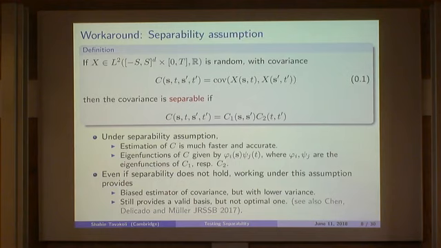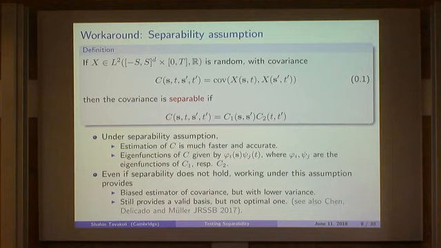So if you have separability, what do you have? Well, estimating your covariance is much faster, because suddenly you have many fewer degrees of freedom, and it's more accurate. And now, if C is separable, the eigenfunctions of C are given by the product of the eigenfunctions of C1 times the eigenfunctions of C2.